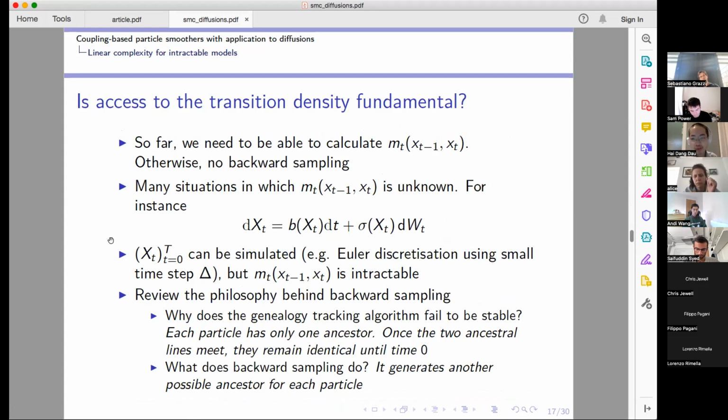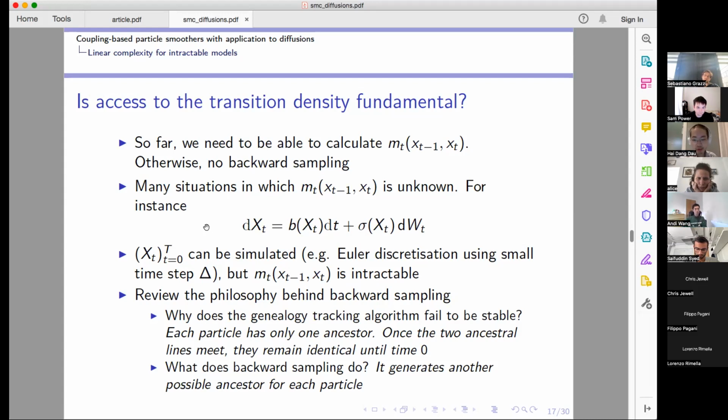Okay, so let's come to intractable models, the diffusion case. You have to be able to calculate the transition density, otherwise you cannot do backward sampling, right? In many situations, the M_t(H_{t-1}, H_t) is unknown. For instance, you have diffusions like this. You can simulate it using Euler discretization, for instance, but still the transition density is intractable.